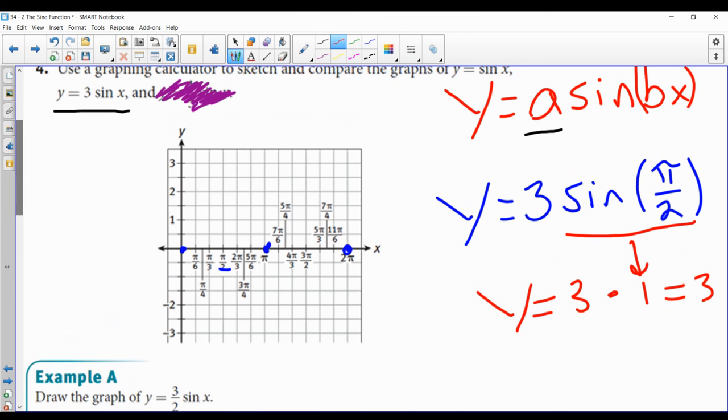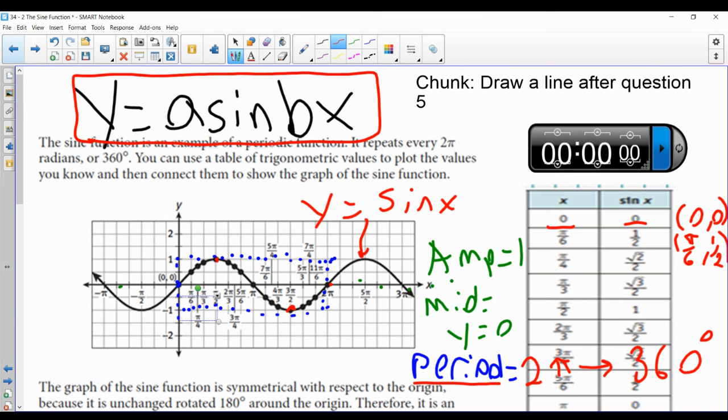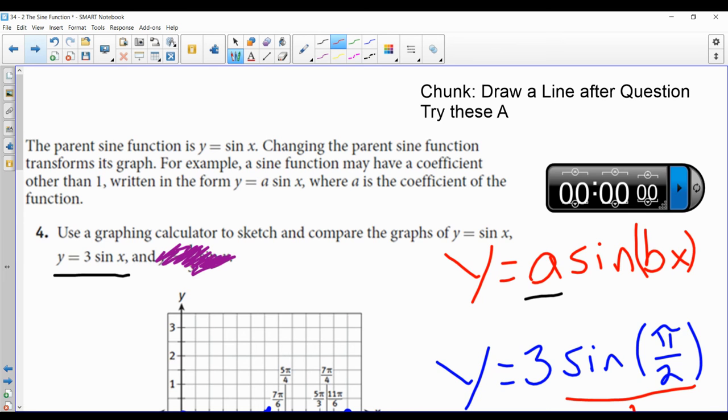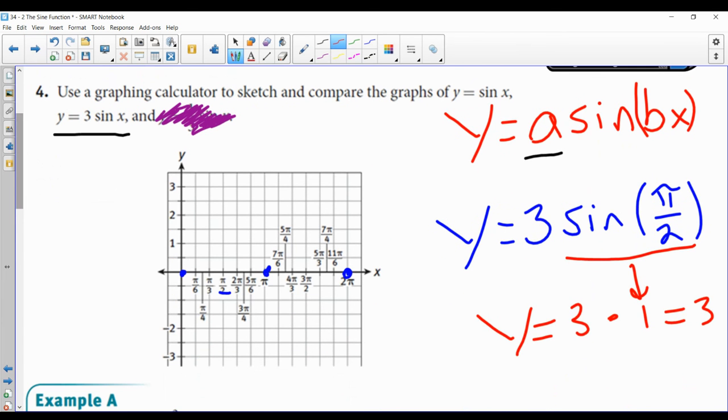So if you notice, instead of having a coordinate of 1, similar to this graph right here, where at pi over 2, I have a coordinate of 1, now it almost stretches and gives me a coordinate of 3. And you can probably guess over here at 3 pi over 2, it's just going to go down to negative 3, giving me a graph that looks like this. Up, down to our min, back to the beginning.